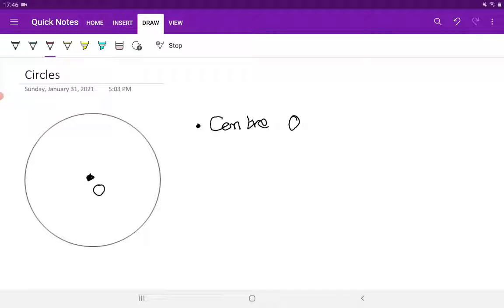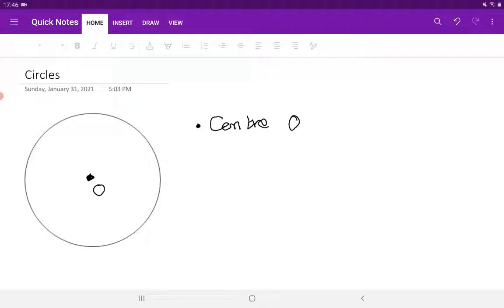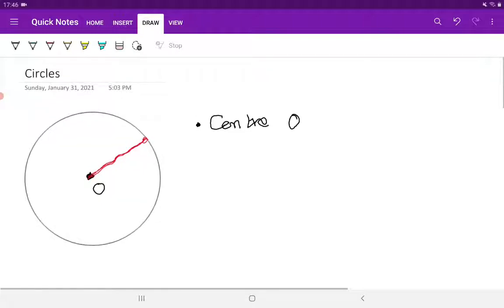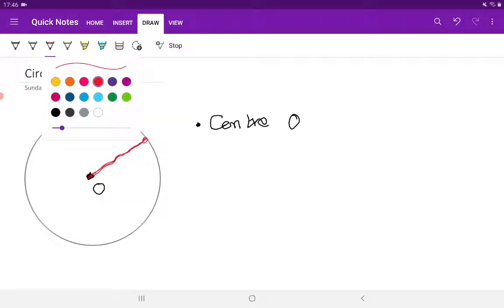There's then two lines on a circle that are really important. Now, they should be straight lines. When I draw this, because I'm doing it on my tablet, it might not come out totally straight. I don't have a straight line tool on the tablet version of OneNote to use. But basically, this line from here to here, so from the centre to the outside of the circle, which we call the circumference of a circle, that is what we call the radius of the circle.